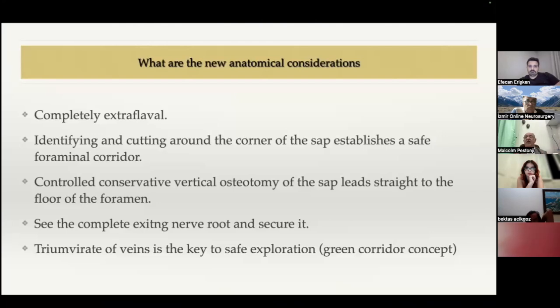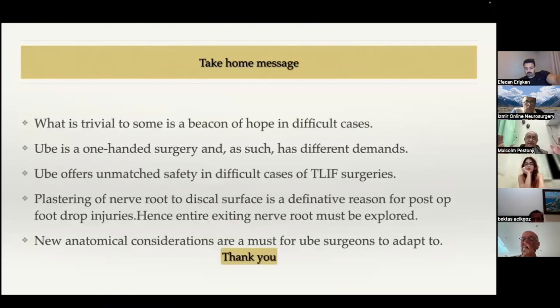So what are the new anatomical considerations? Remaining extra flavum, identifying and cutting around the corner of the superior articular process, establish a safe foraminal corridor, conservative vertical osteotomy, lead straight to the floor of the foramen, see the complete exiting nerve root, secure it. The trimeter veins is key to the safe exploration green corridor concept. What is trivial for some open spine surgeons is a beacon of hope in difficult cases for an endoscopic surgeon.